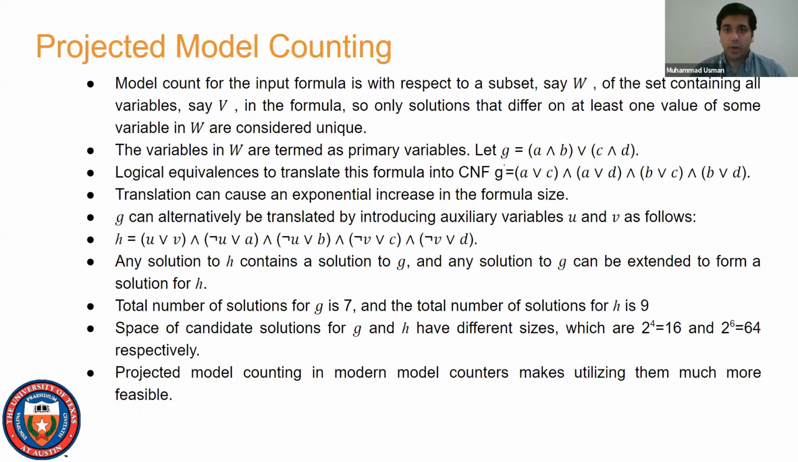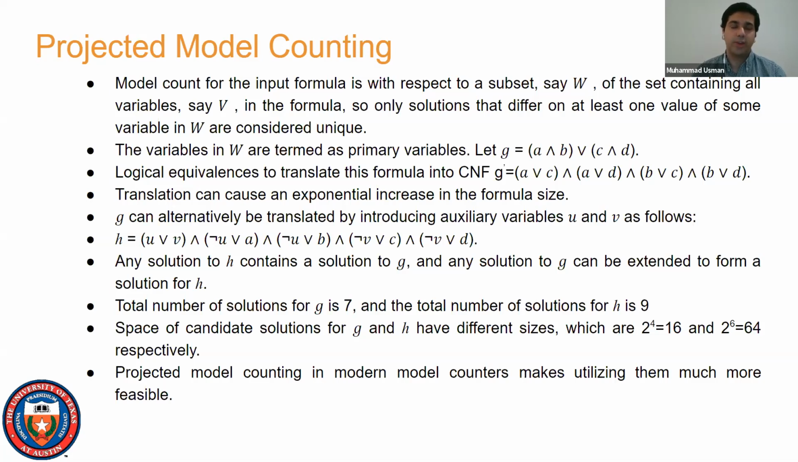Coming on to projected model counting. So what is projected model counting? Let us suppose the formula G here, (A and B) or (C and D). This is not in CNF, so we would want to convert it into CNF using logical equivalences. But that can bring an exponential increase in the formula size.